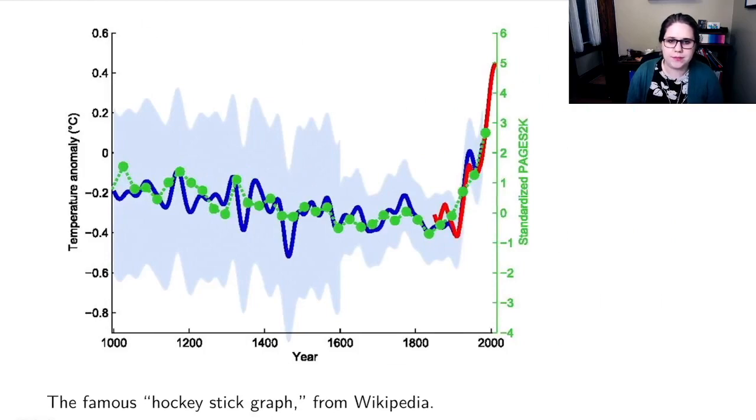Another really famous time series graph is this graph about the temperature anomalies of the Earth's temperature. And this is known as the hockey stick graph because it has this kind of characteristic hockey stick shape. In fact, it has its own Wikipedia page. But this is, again, showing data over time.